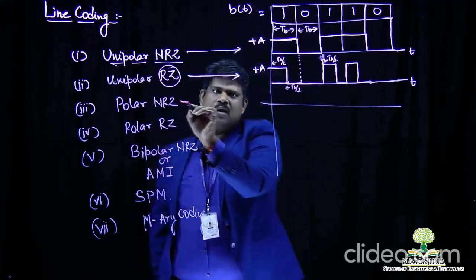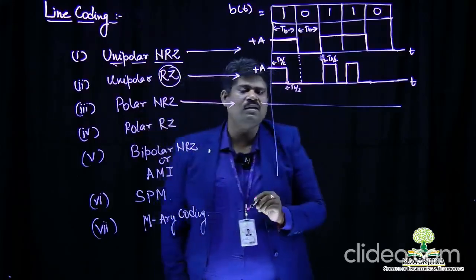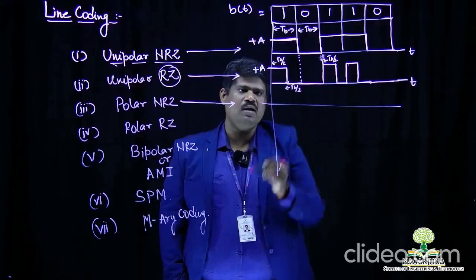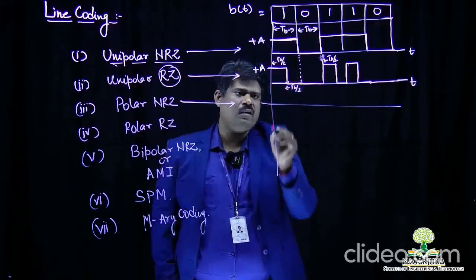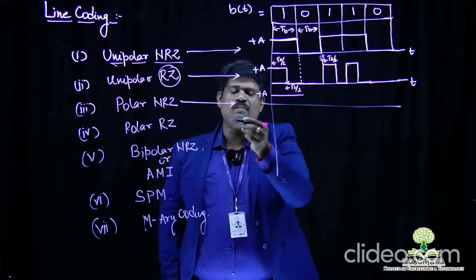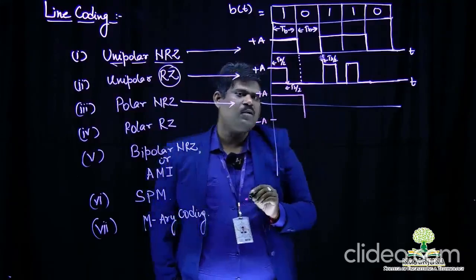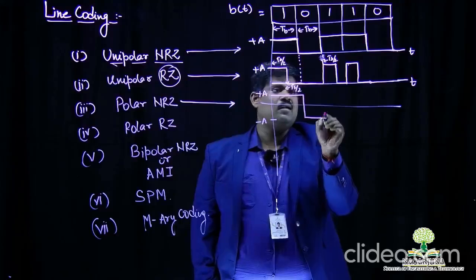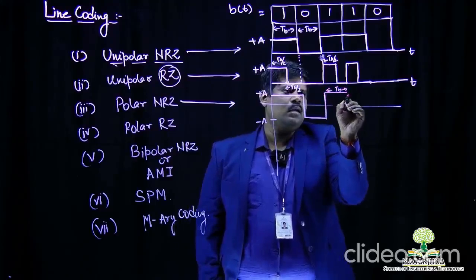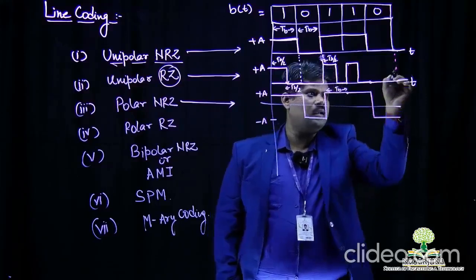Now next is the polar NRZ format. What is the meaning of polar NRZ? Here we have polar, not the terminology unipolar. It means we have both polarities, positive as well as negative. For symbol 1, we represent it by positive polarity +A, and for symbol 0, we represent it by negative polarity, suppose it is minus A. So you can check that we have both polarities. For symbol 1, we follow the positive level for the whole bit interval, and for 0, we follow the negative polarity for the whole bit interval.